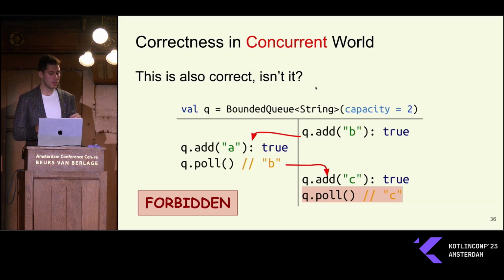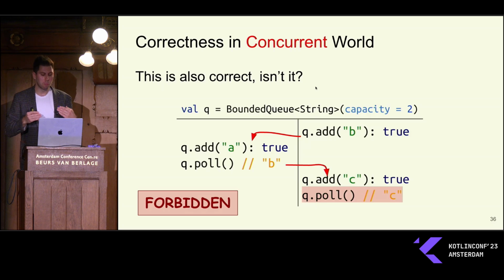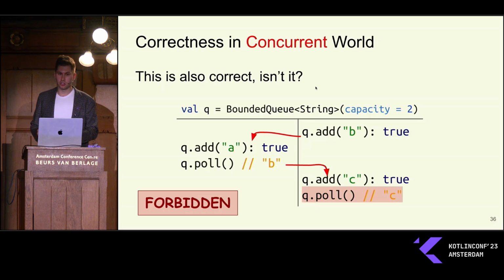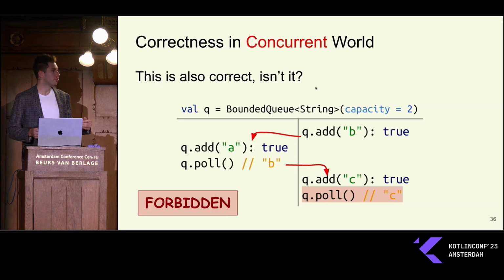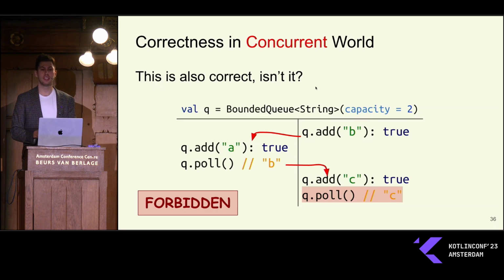And why is it impossible? Because for all these additions to return true, we need the following prefix. We need to start from the second thread. We need to add B, then switch to the first one, execute it, and switch back to the second thread. And if we do so, then poll can't return C. It must return A, right? And any other history would result in one of the additions returning false. So we can't find a sequential history that explains these results. And it means that this execution is incorrect, is not linearizable.